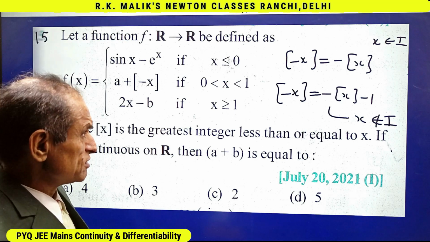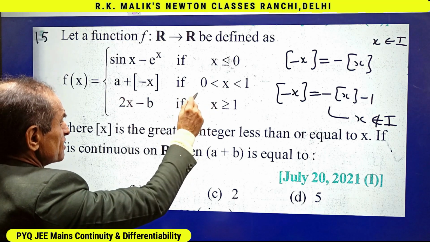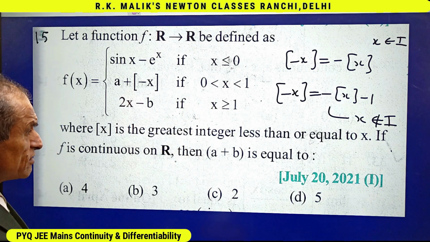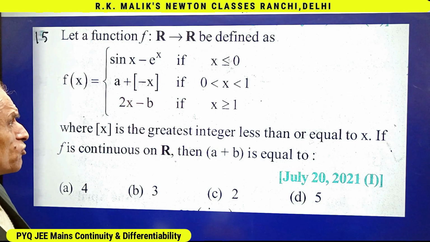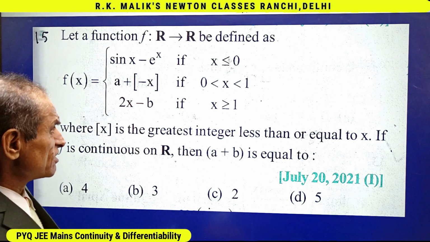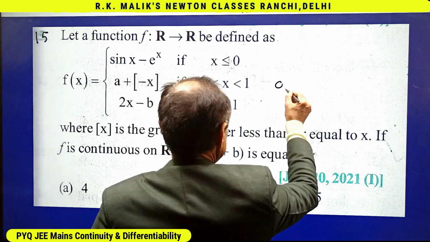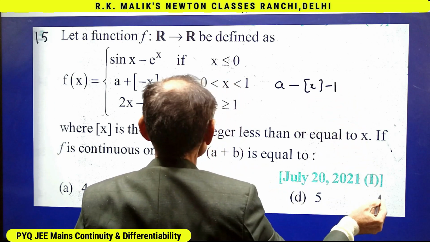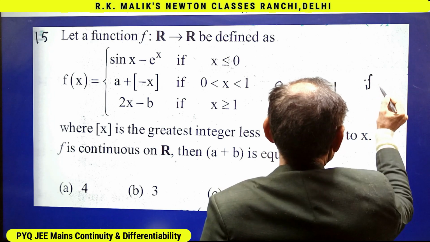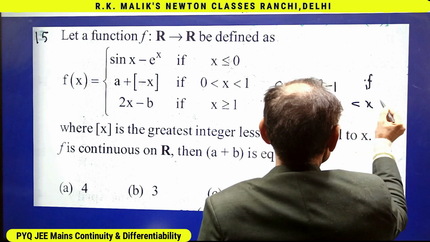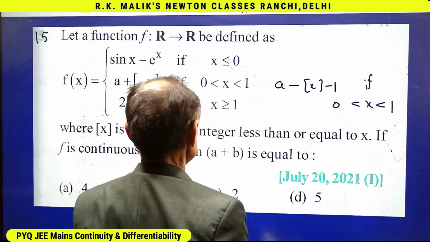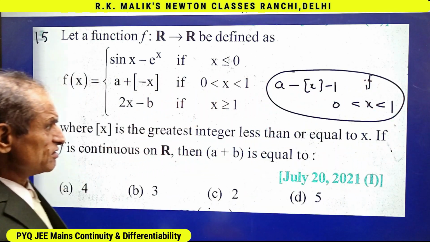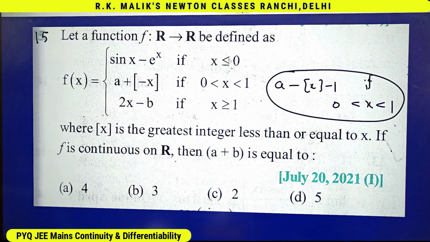These are useful formulas. And here, because x is lying between 0 and 1, it means x is not an integer. Hence, our question will become slightly easier if we write it as a minus box x minus 1 if x lies between 0 and 1. That is, instead of this, I will be using this thing. And now let us start.